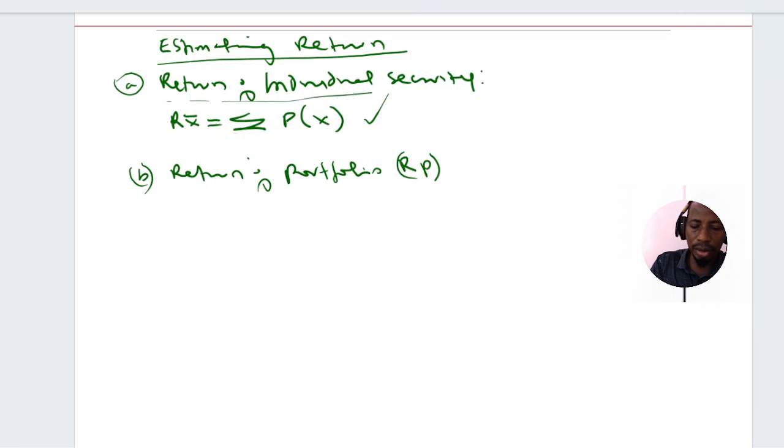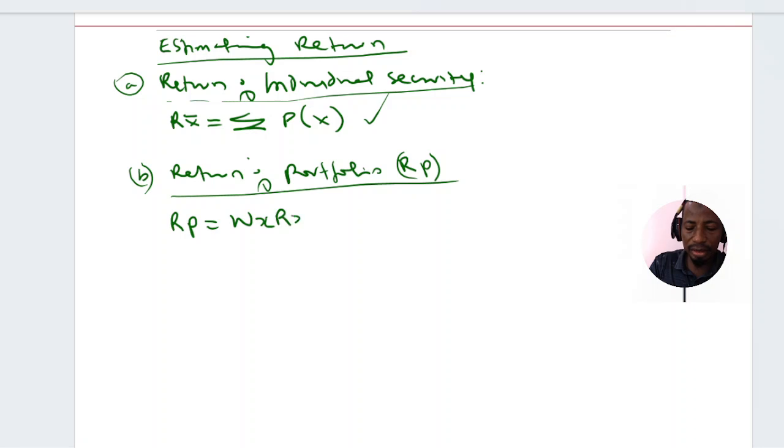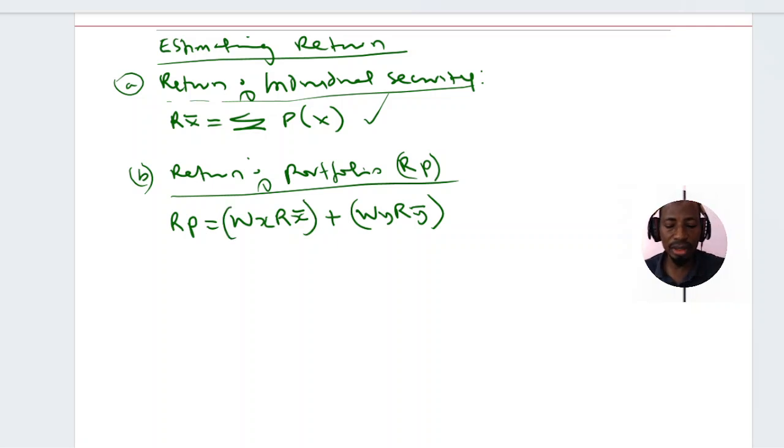To compute the portfolio return, RP will be computed as the proportion invested on security X multiplied by the expected return on security X, plus the proportion invested on security Y multiplied by the expected return on security Y. So this is the formula for computing the portfolio return. Remember what I said, I can either use the formula or the tabular method and I will get the same answer. But for now, we stick to the formula method. When we have the illustration, we are going to demonstrate the two.